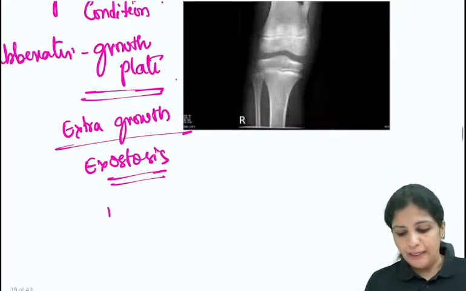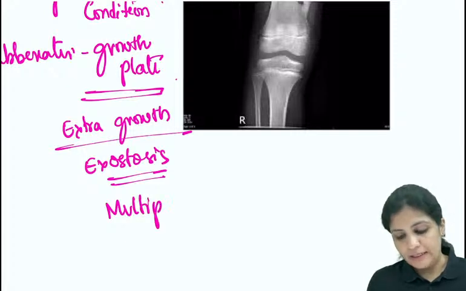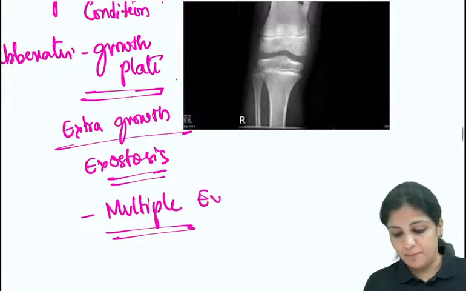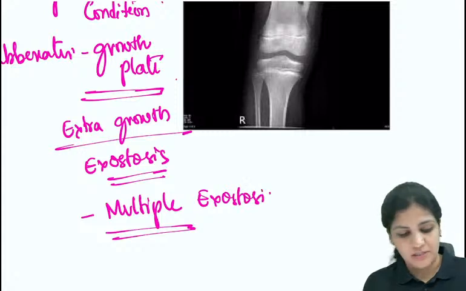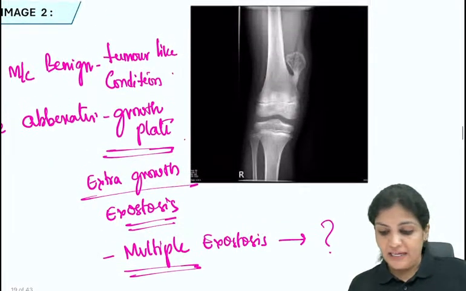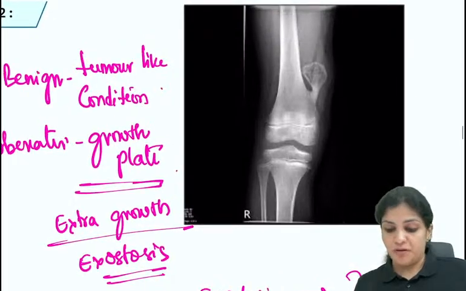which is also called exostosis, and multiple exostosis. Similarly, like your previous one, the fibrous dysplasia, if there are multiple exostosis, what is this condition called? Type the answer, and before that I will teach you what is a growth plate.